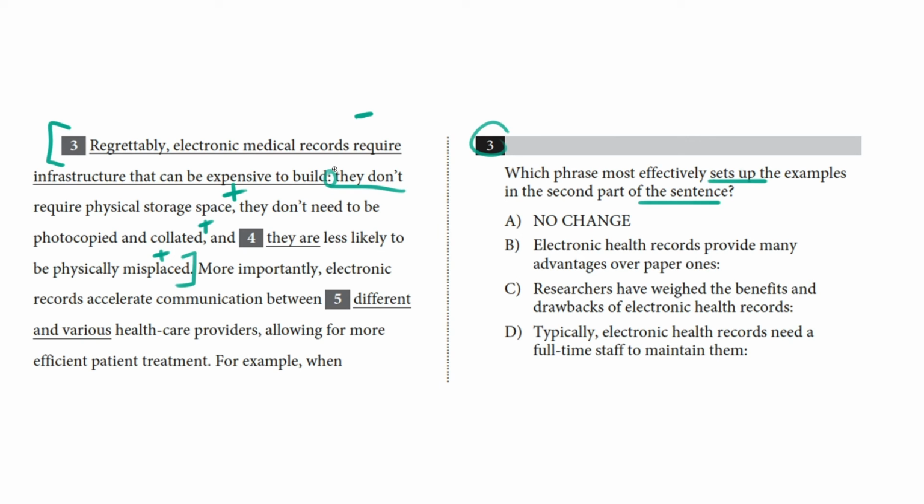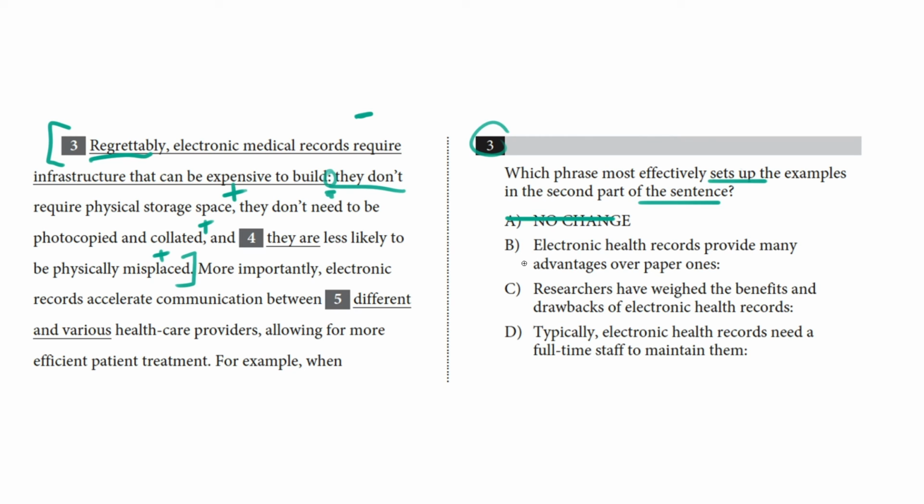So if I were going to look for a choice that effectively sets up these examples, I would look for something that says, wow, they're so convenient, or here are some things that I like about electronic medical records, rather than saying, unfortunately or regrettably, they're so expensive, because that seems like a negative that isn't really connected to their conveniences. This colon is doing a lot of important structural work. It's a very useful clue that tells me that choice A is not my choice. Because if it were, both of these things would be positive. So let's go through the other choices and see what else we've got.